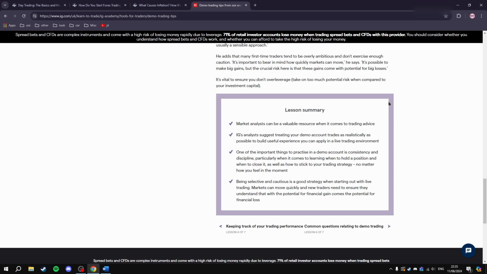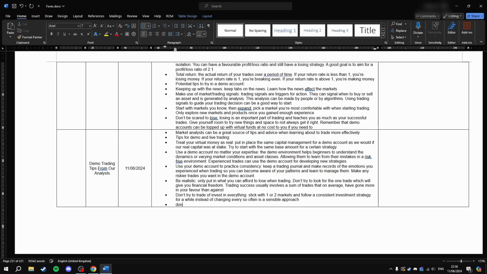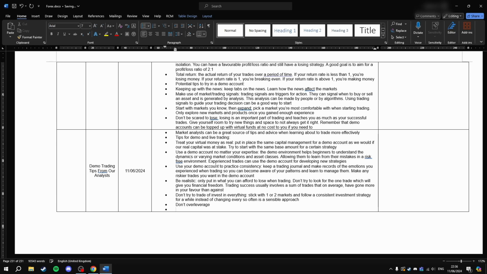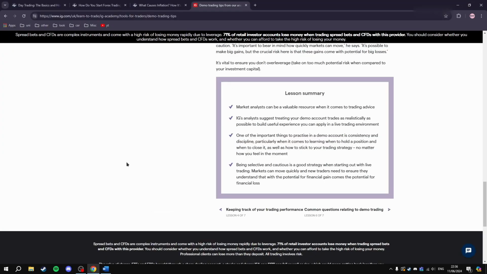He adds that many first-time traders tend to be overly ambitious and don't exercise enough caution. It's important to bear in mind how quickly markets can move, he says. It's possible to make big gains, but the crucial risk here is that these gains come with potential for big losses. It's vital to ensure you don't over-leverage, take on too much potential risk when compared to your investment capital. Don't over-leverage. So trade what you can afford to lose.